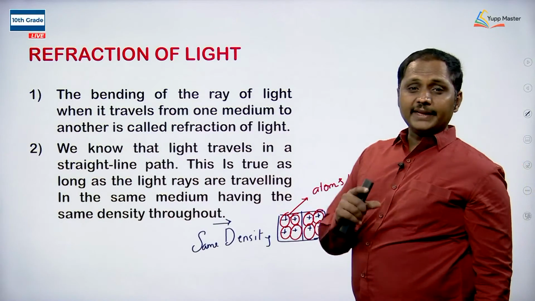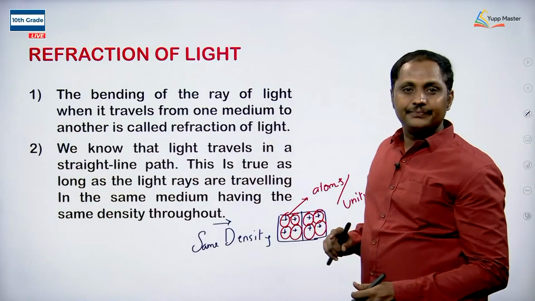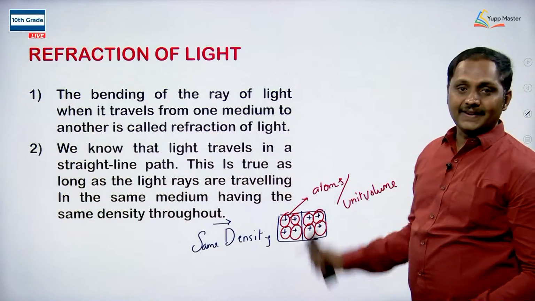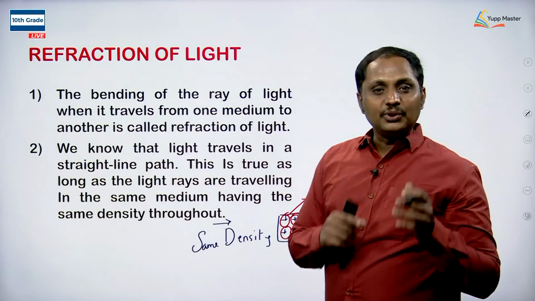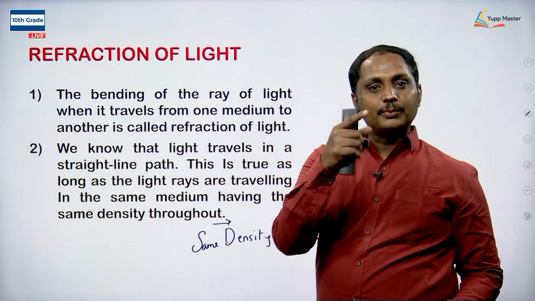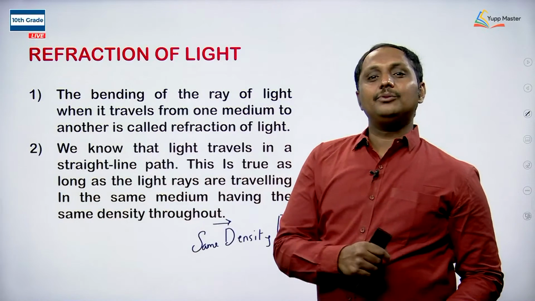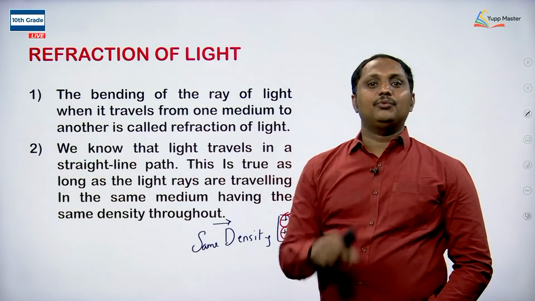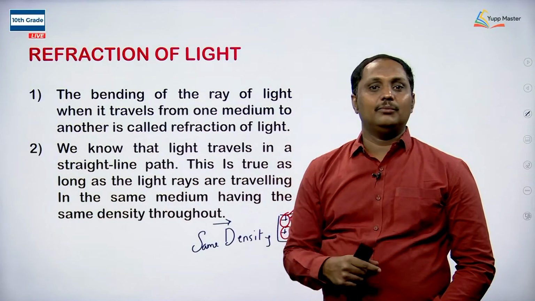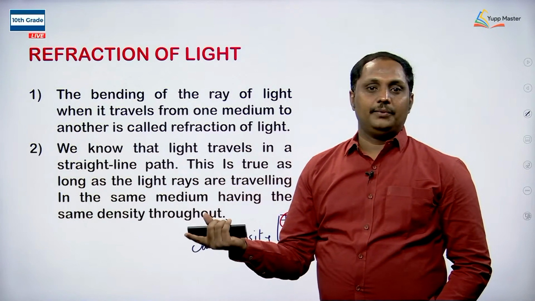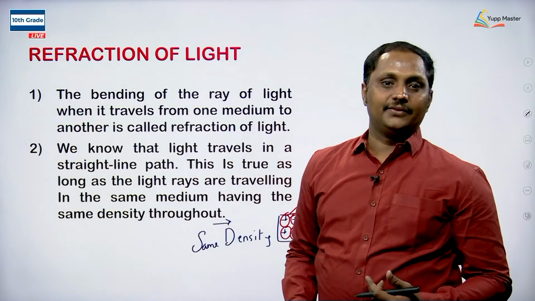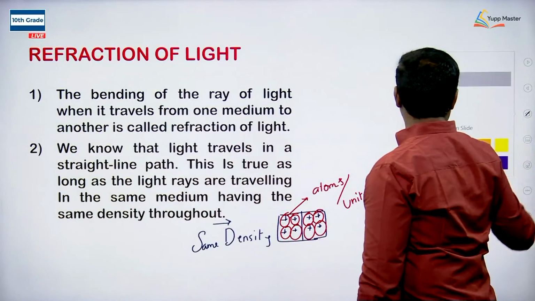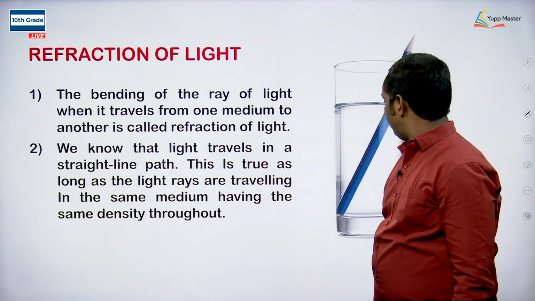If the density is the same, then only light is going to move in a straight line path. If the density is not uniform, what happened? The path is going to be changed. As compared to air, water and glass have more density, obviously. So, whenever light is entering, there exist changes. We are going to discuss.